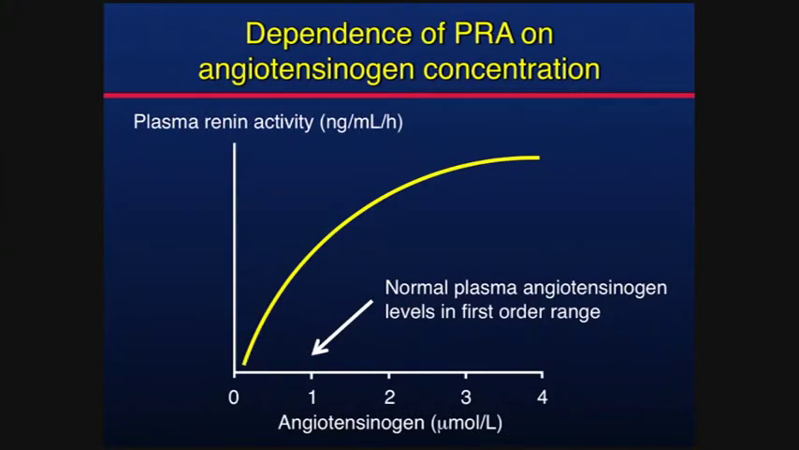Now, we need to remember that the activity of the renin in the plasma is very much dependent on the angiotensinogen concentration of the plasma, and normal angiotensinogen concentrations are definitely in the first order range, so that if you double the amount of angiotensinogen, the same amount of renin will produce double the amount of angiotensin in the plasma renin activity assay.